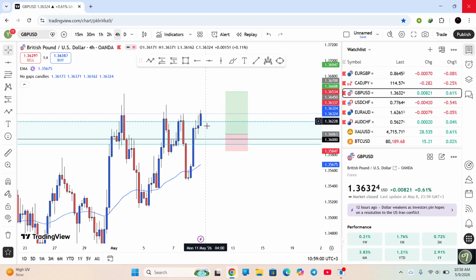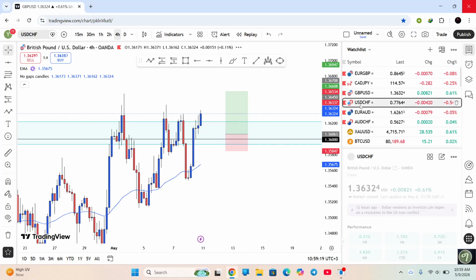After it has that pullback, it will also look like it's forming the inverted left head and the right shoulder. So this is also another beautiful bullish price action confirmation, the inverted head and shoulder pattern. That's a beautiful pattern to take the buys. So just a pullback, a rejection, and take the trade to the upside.